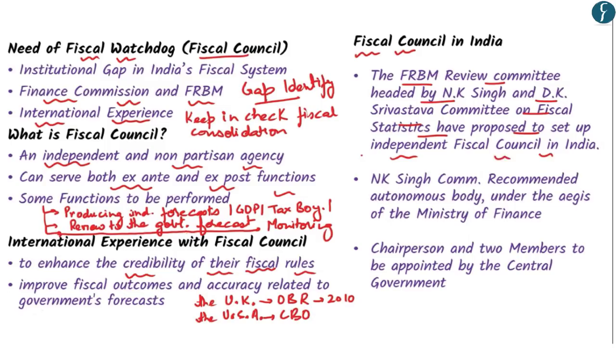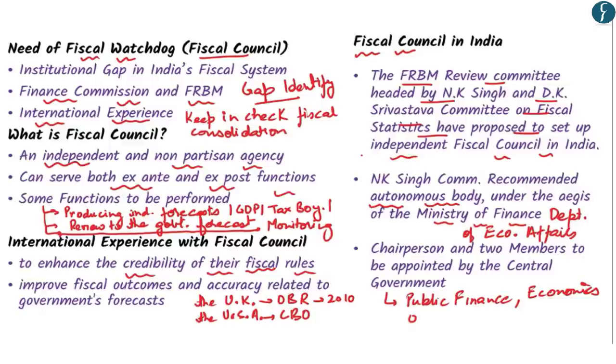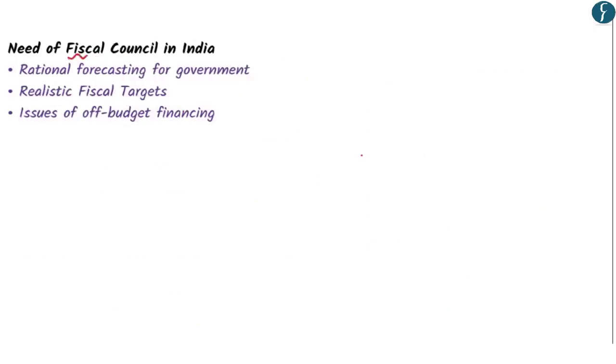The NK Singh Review Committee recommended that the fiscal council should be an autonomous body and it should work under the Ministry of Finance as part of the Department of Economic Affairs. It is proposed that it should comprise a chairperson and two members to be appointed by the central government. The persons to be appointed ought to have significant experience in public finance, economics, or public affairs. Now, there is strong support for a fiscal council in India, from international experience as well as the recommendation from committees. Now, let's understand what is the need.